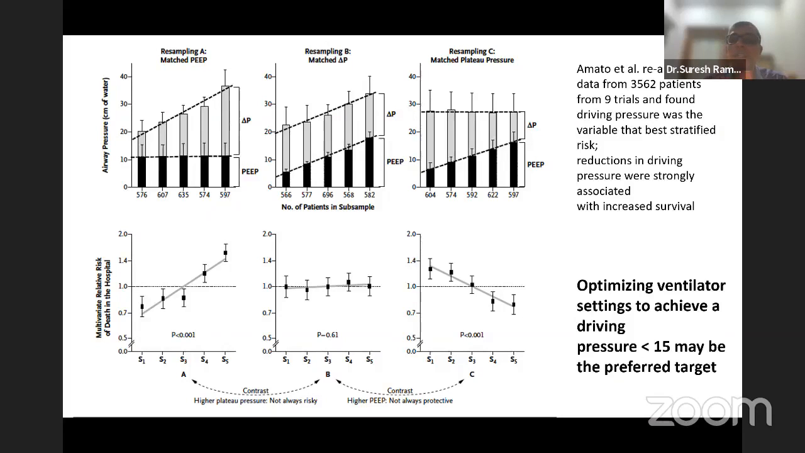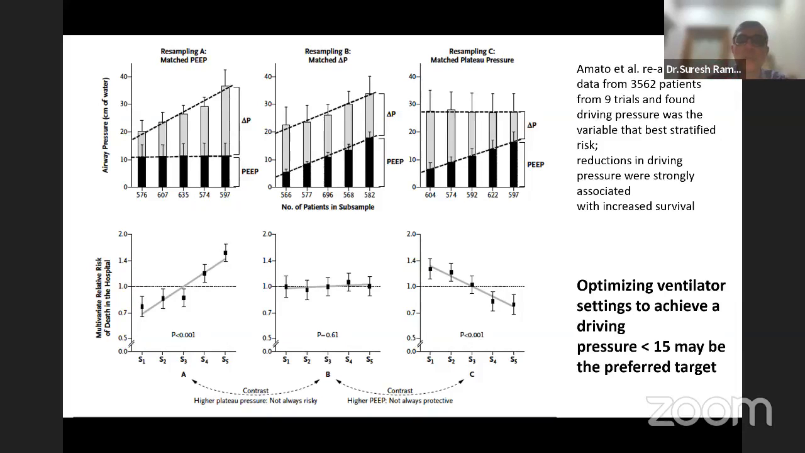And this is based on 9 trials up till the ART trial, I would say, or just before that, and it found that the driving pressure is the best variable. Obviously, this is a statistical analysis of retrospective, robust data, but there's no doubt, because it is obvious to us that some people would not do well even with a high plateau pressure, and some people would not do better with a high PEEP. So it is somewhere in between.